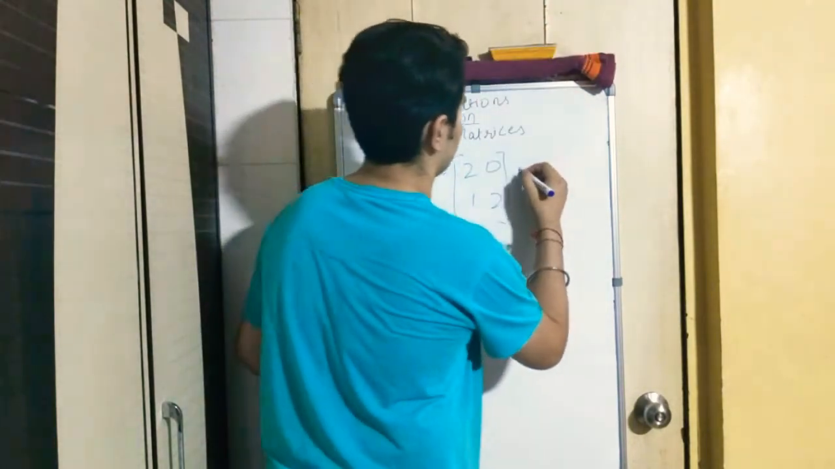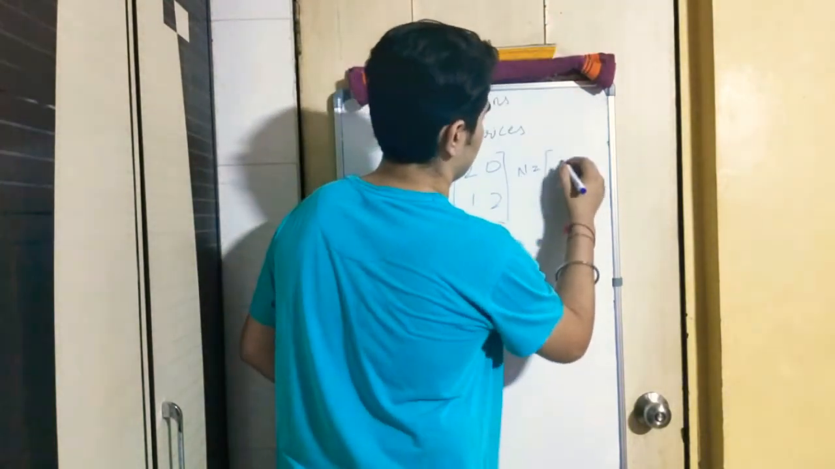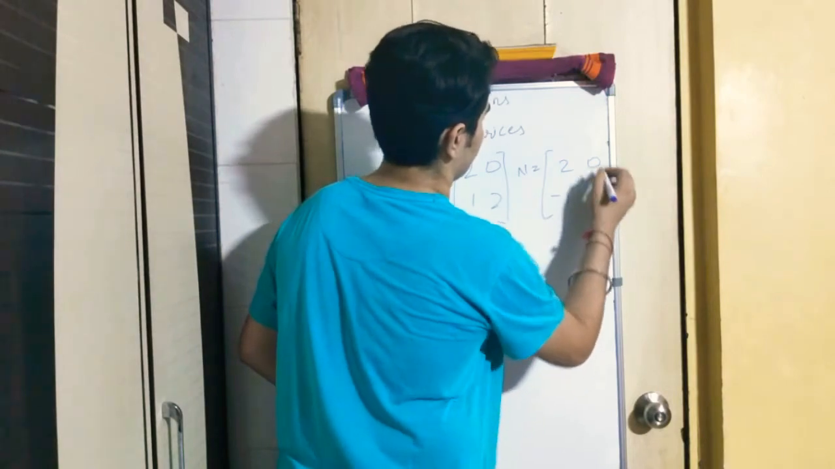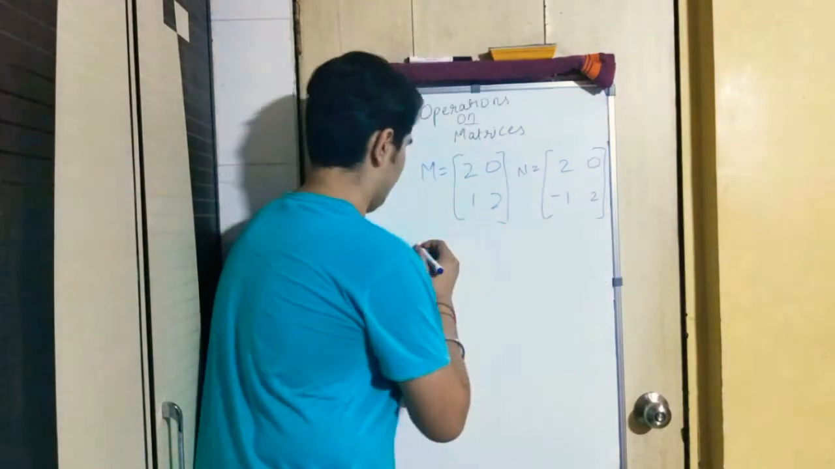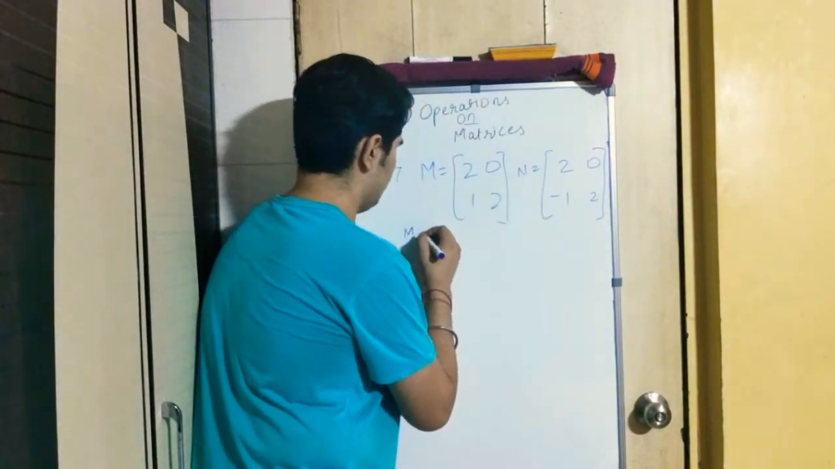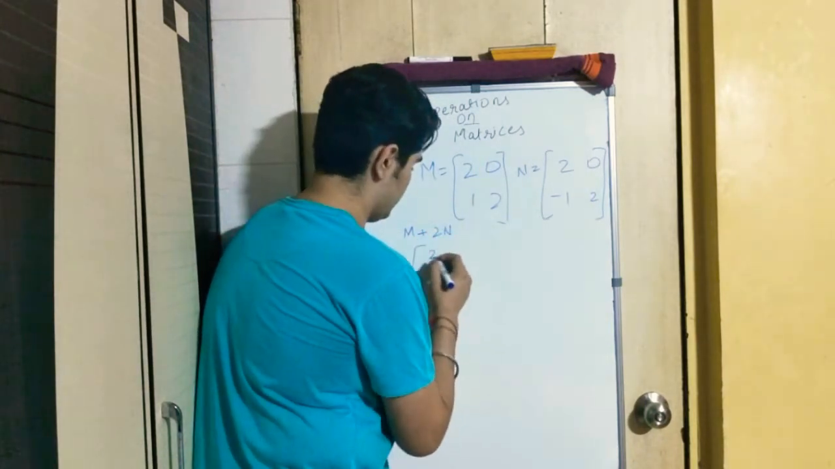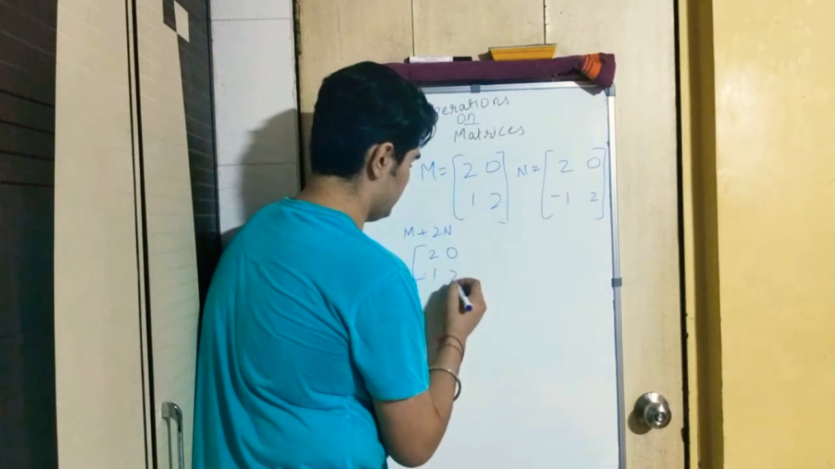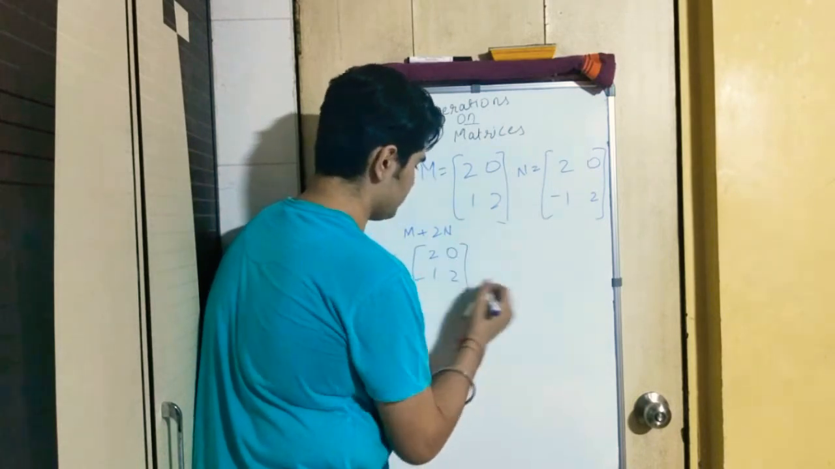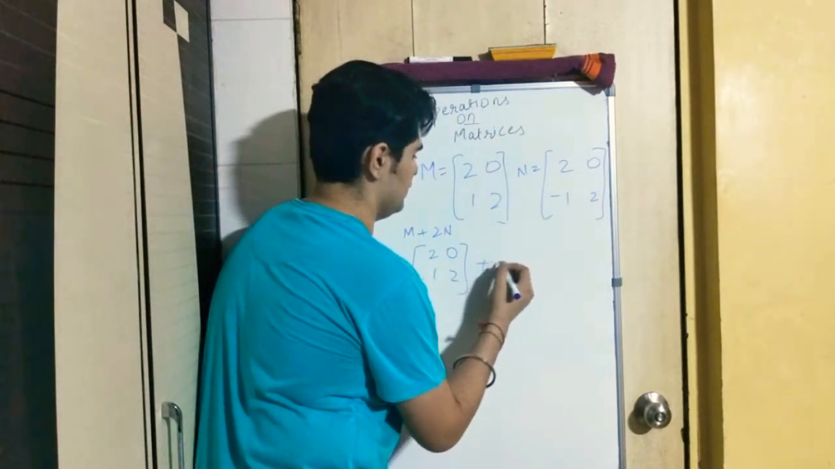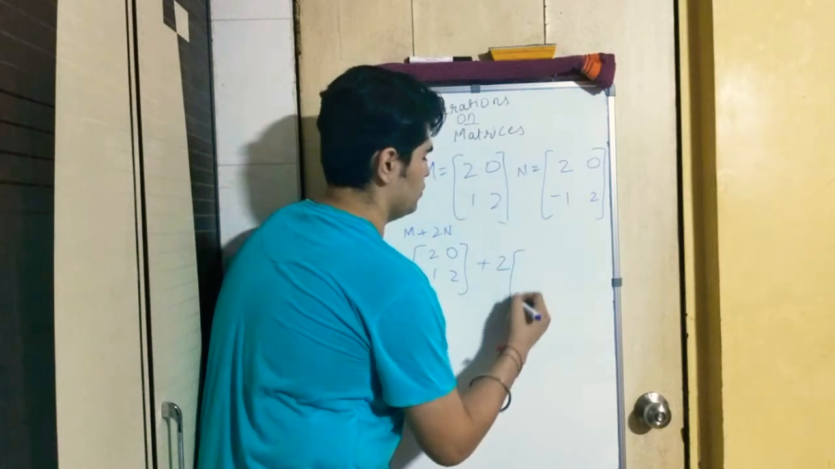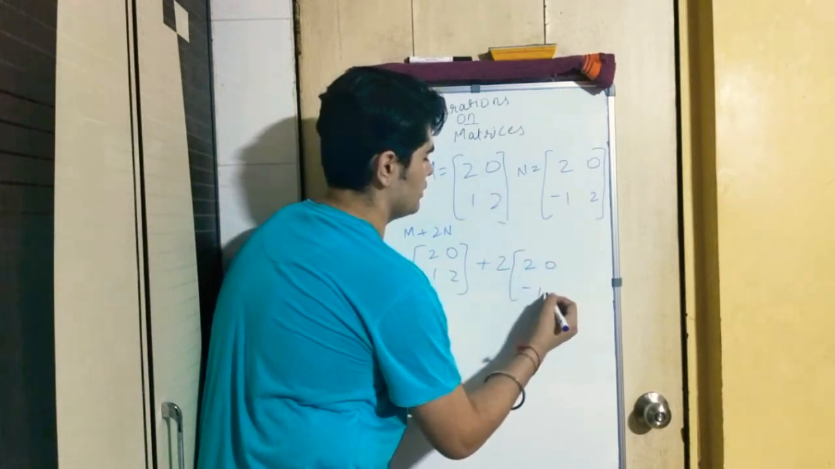I am writing n here, 2, 0, minus 1, 2. So M plus 2N. M here is 2, 0, 1, 2, and plus 2 into N, 2, 0, minus 1, 2.